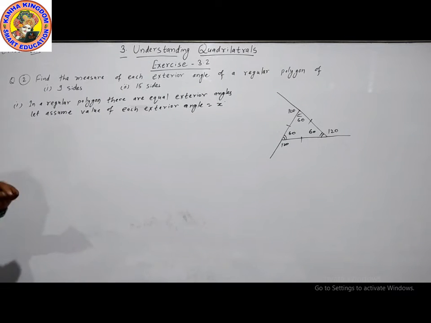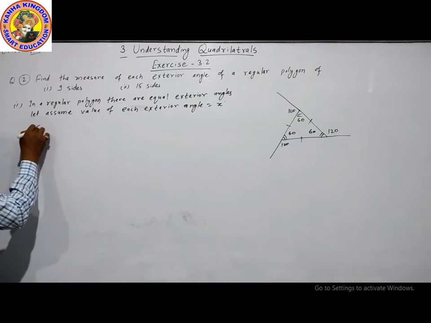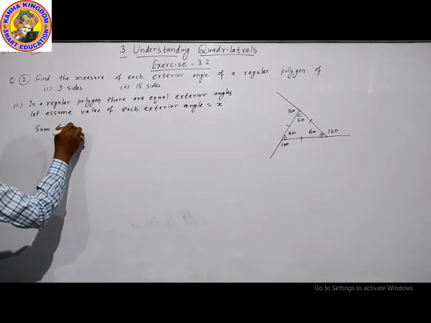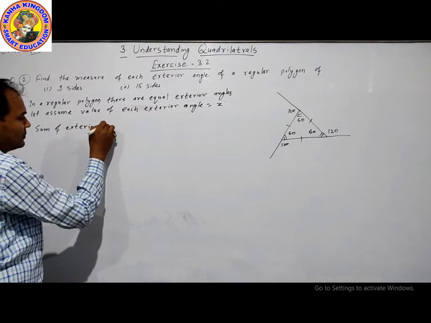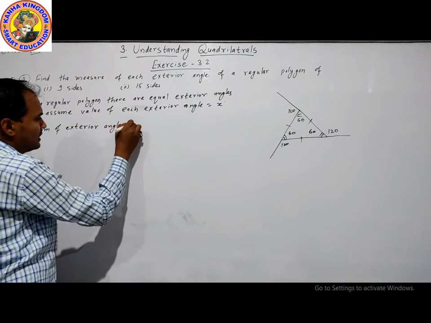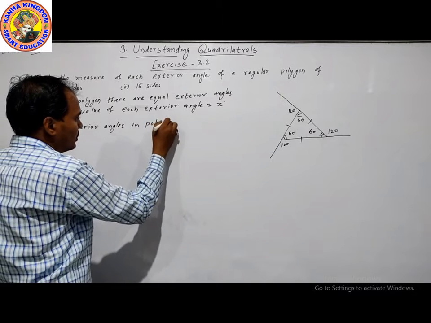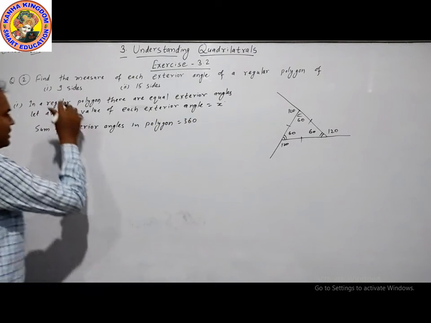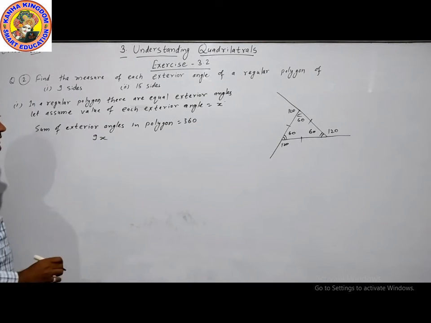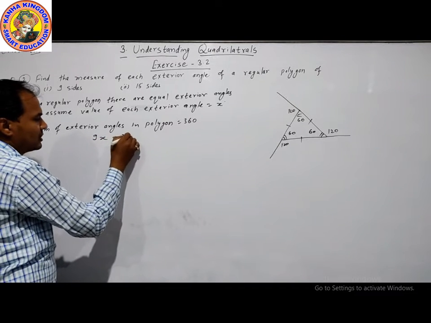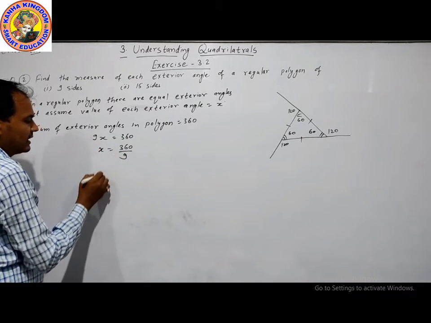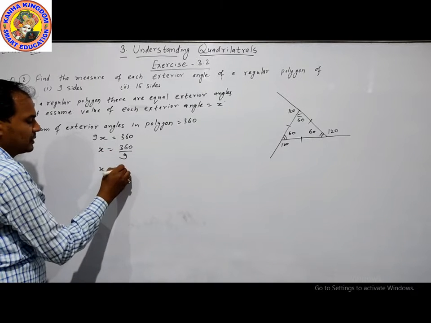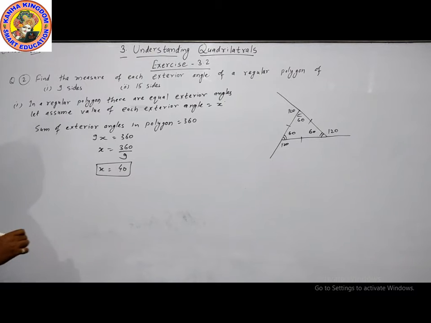So there are 9 sides, which means 9x degrees. The sum of these is 9x degrees. The sum of exterior angles in a polygon is equal to 360. There are 9 sides, so 9x is equal to 360. X is equal to 360 divided by 9. X is equal to 40 degrees.